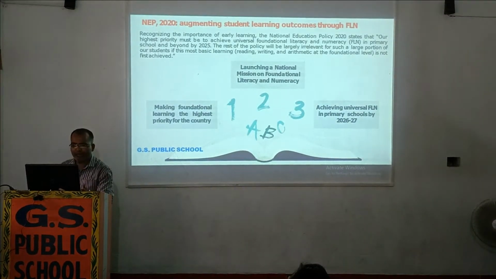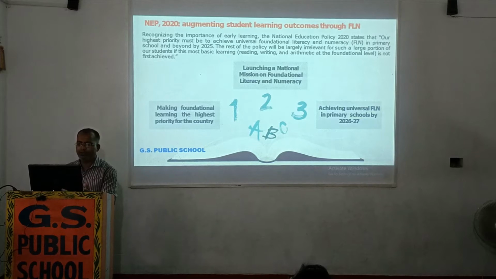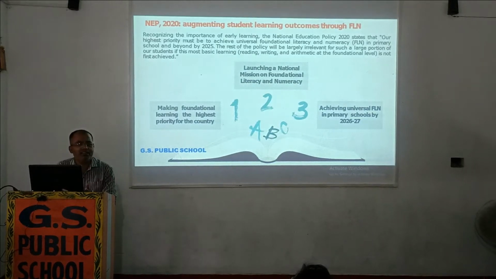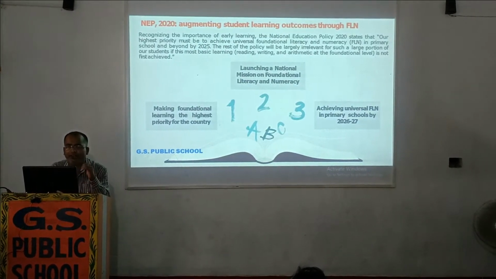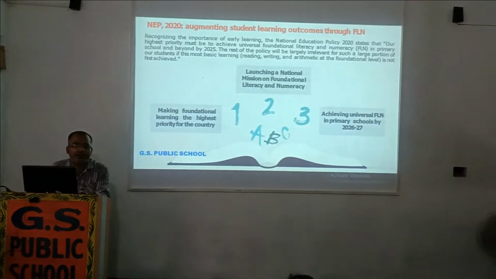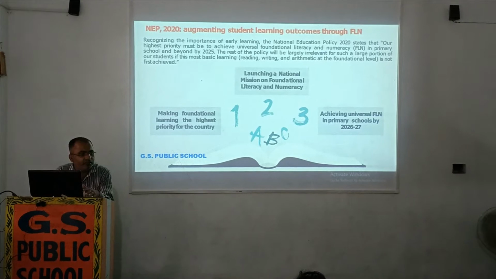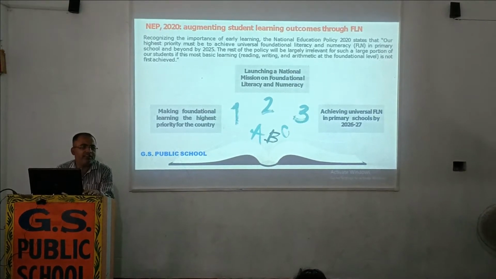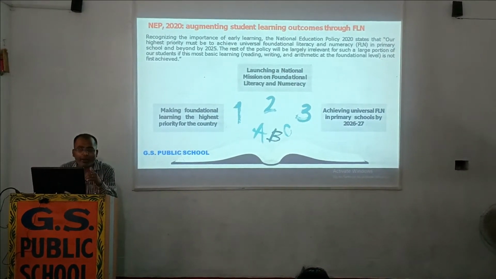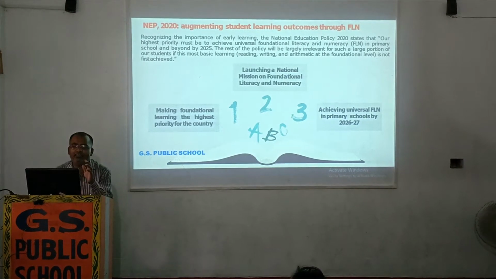So FLN is for primary school and beyond by 2025. Means the Government of India has made a target that within the era of 2025, that is from 2020 to 2025, within 5 years, the government has given us a target to achieve the criteria.